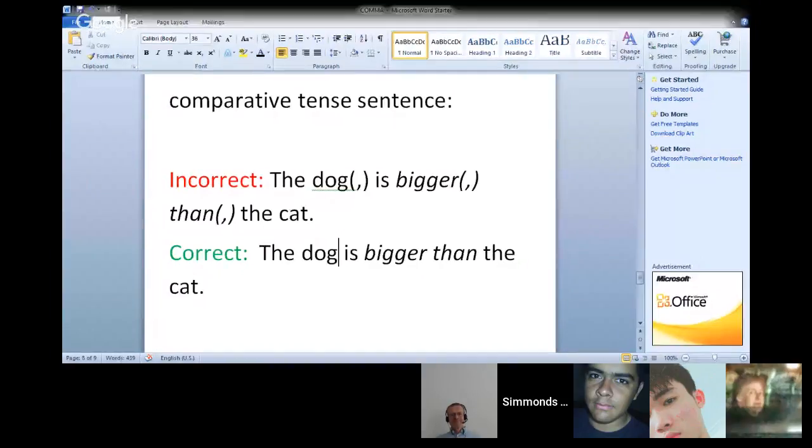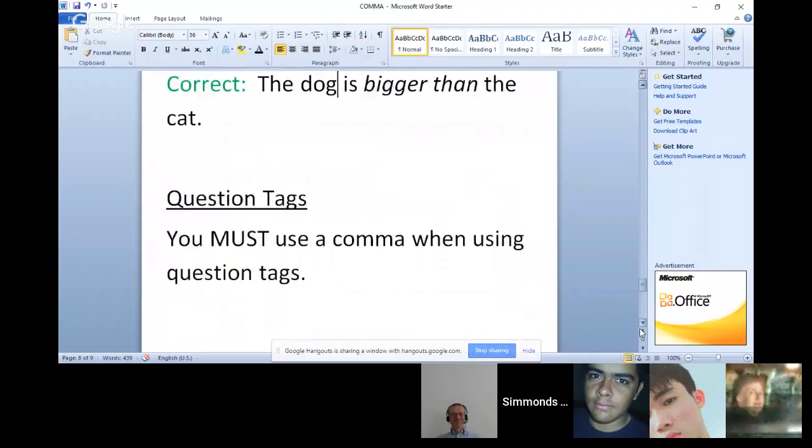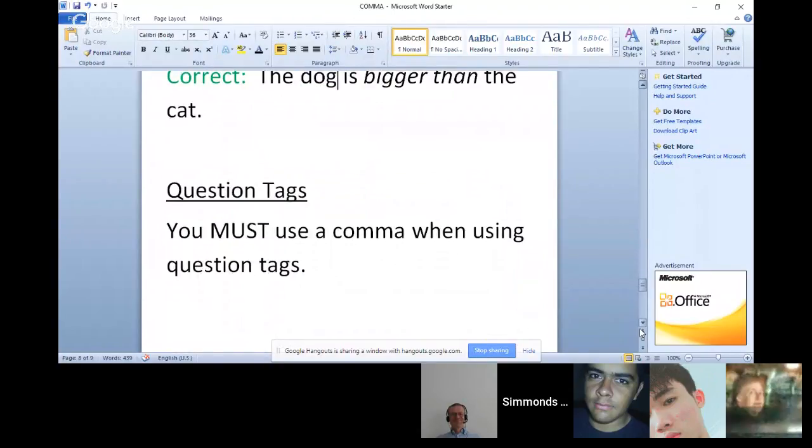Questions? No, I think that's it all. Once you know what a comparative tense is, it's really easy. I'm sure it is. What about question tags? You must use a comma with question tags. Thomas, do you know what a question tag is?